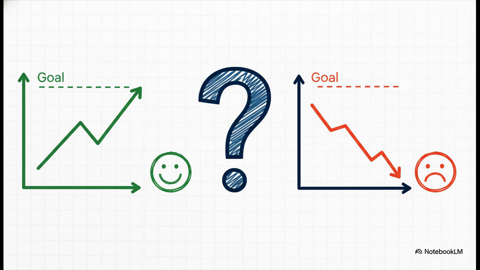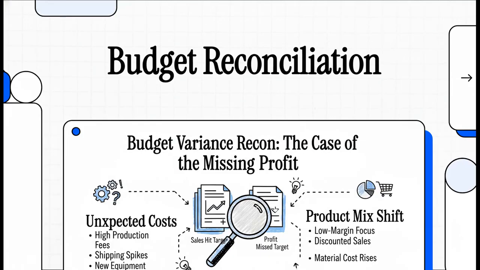Well, this is the exact kind of mystery that finance pros have to solve all the time. And the tool they use to crack the case? It's something called budget variance reconciliation. And we're going to dive into it because honestly, it's pretty much a guide to becoming a financial detective.